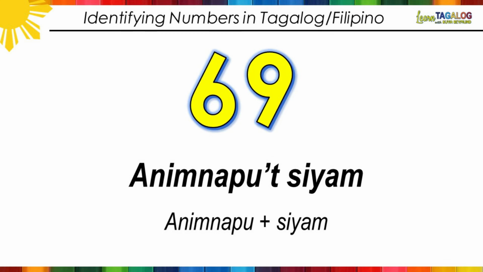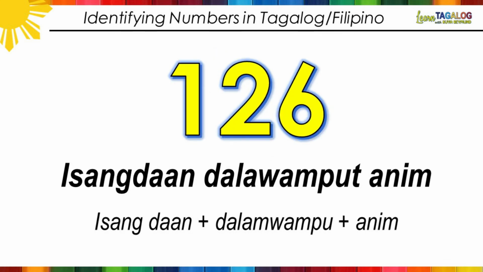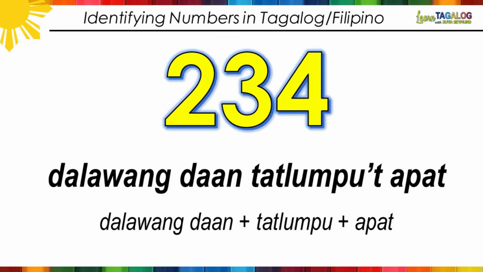126. When we say 100 in Tagalog, that's isang daan. Dalawampu, that's 20. And 6 is anim. Isang daan, dalawampu't anim.